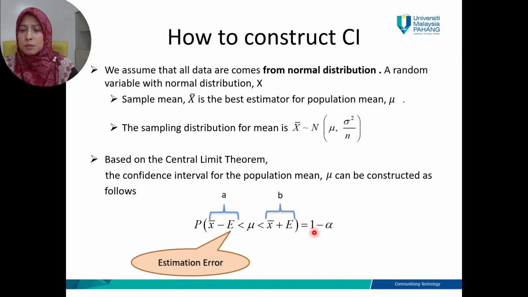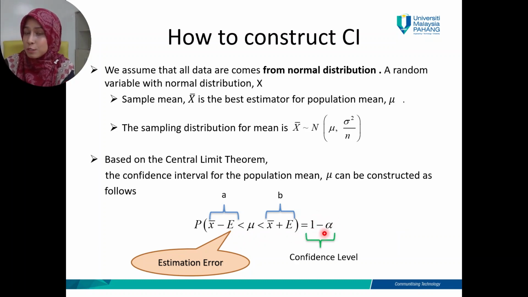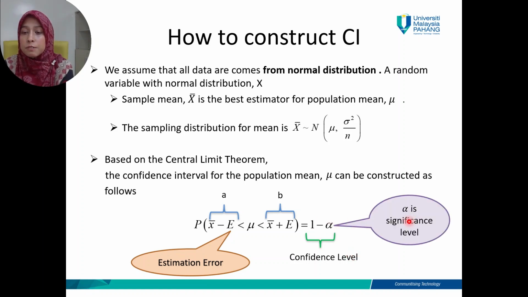So what is 1 minus alpha here? This is the confidence level. Do you still remember from the last video, 90% or 95%? The question will give you the confidence level, don't worry. From this confidence level, you can obtain alpha, which is the significance level.